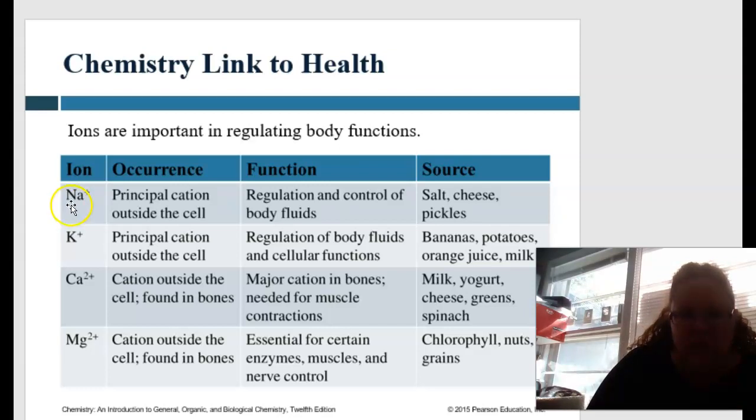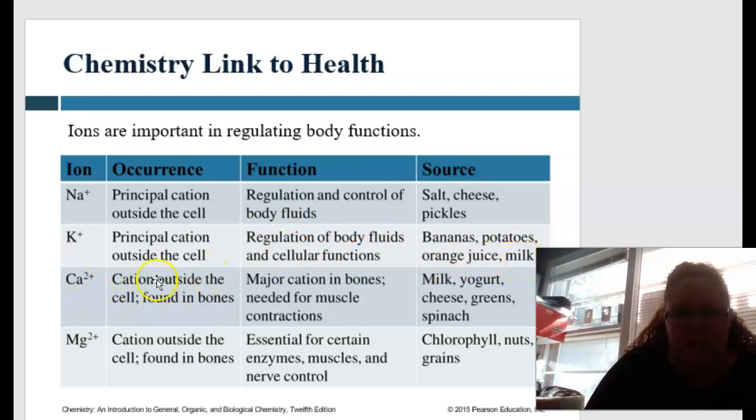But why do we care? Well, for instance, sodium, this is the principal cation outside of the cell, and its function is to regulate the control of body fluids. And where do we get it? From salt, cheese, and pickles, my favorite food group ever. All right, potassium. This is a principal cation inside of the cell. It helps to regulate body fluids and cellular functions. We get it from bananas, potatoes, orange juice, and milk.